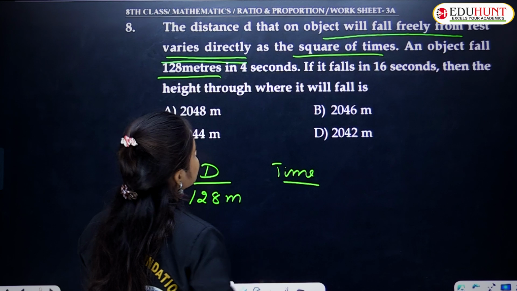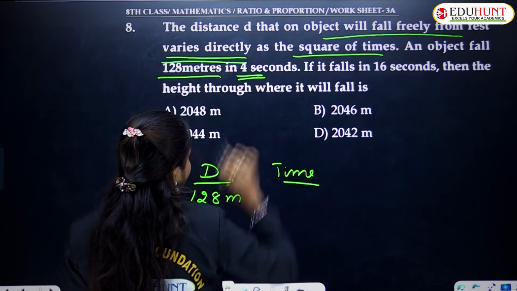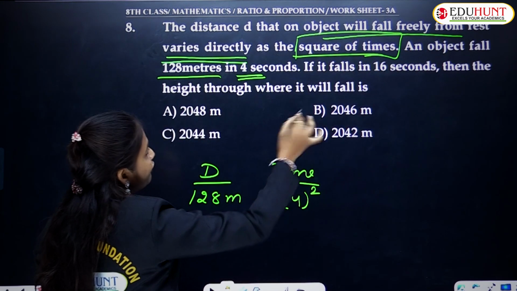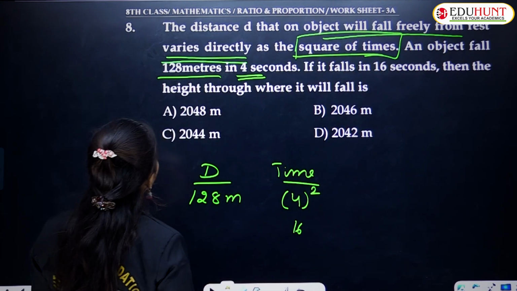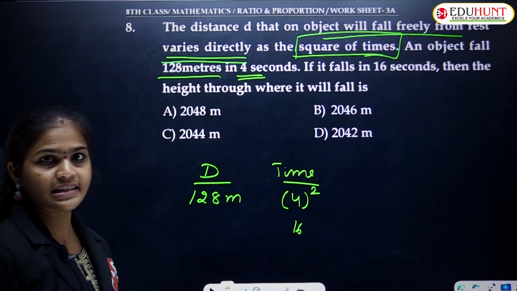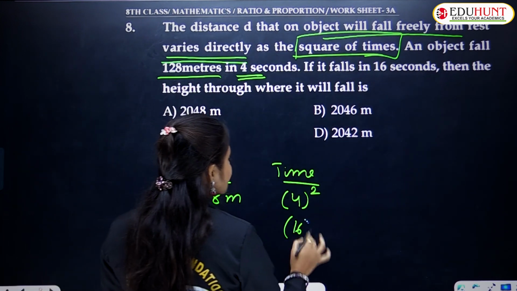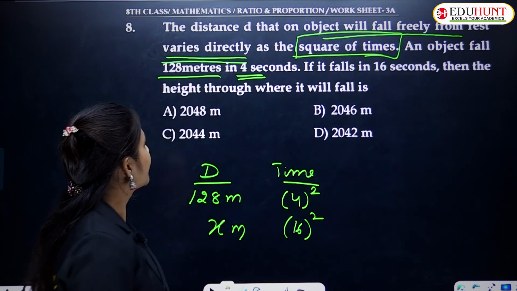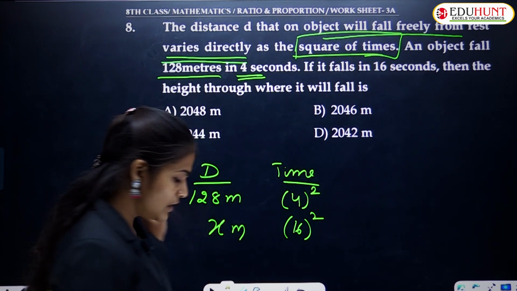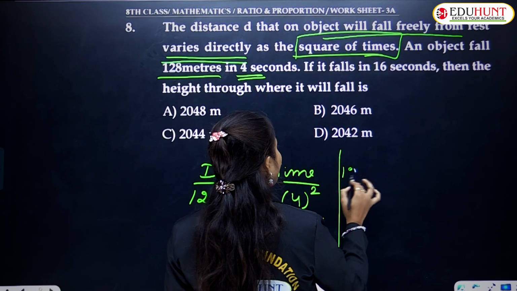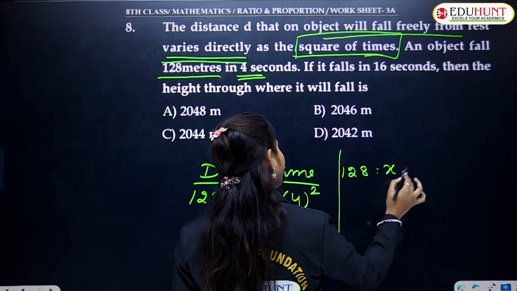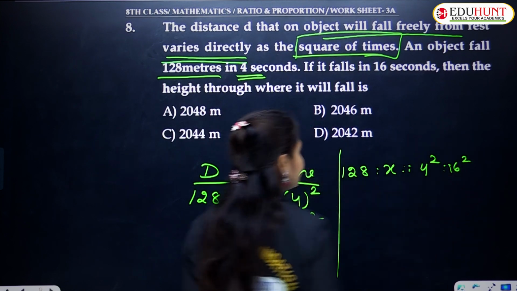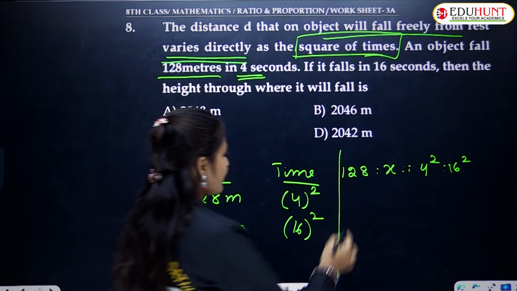If it falls in 4 seconds, so 4 squared. Why? Because they gave the square of the time. If it falls in 16 seconds, then the height from which it falls is x meters. So the relation is 128 is to x as 4 squared is to 16 squared.